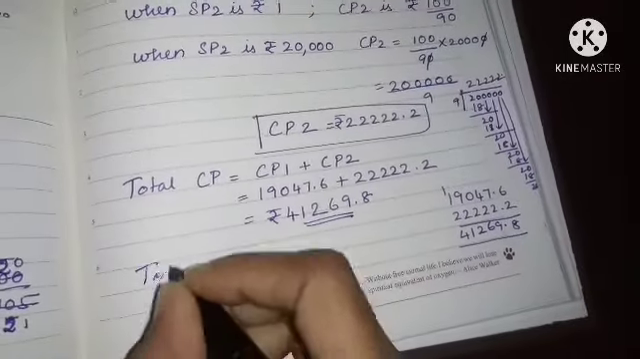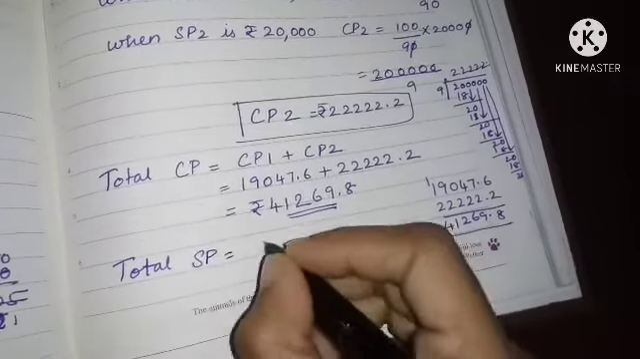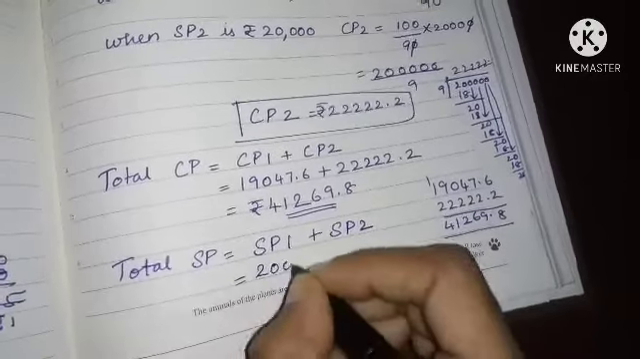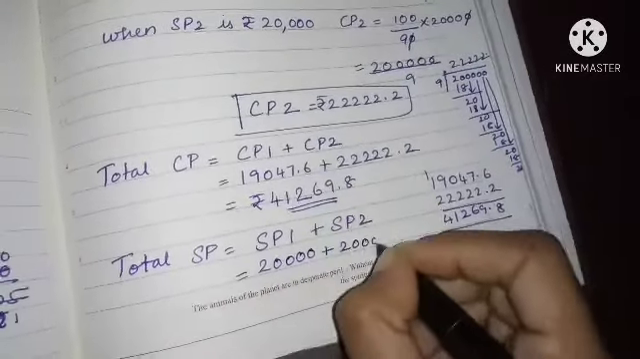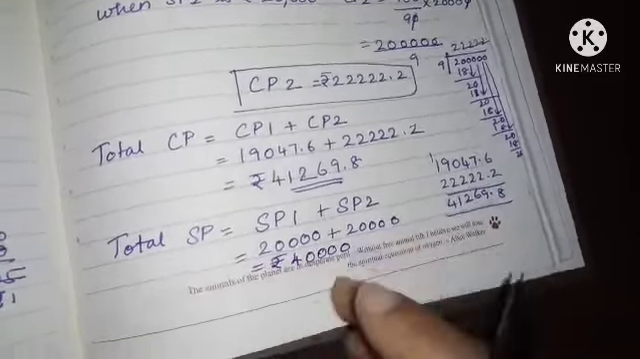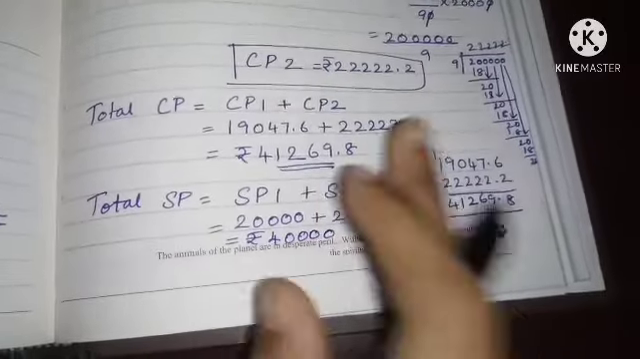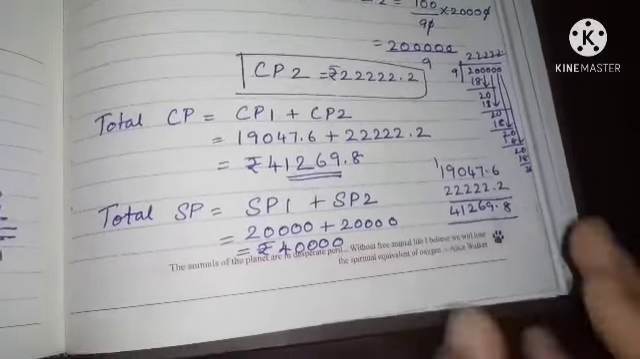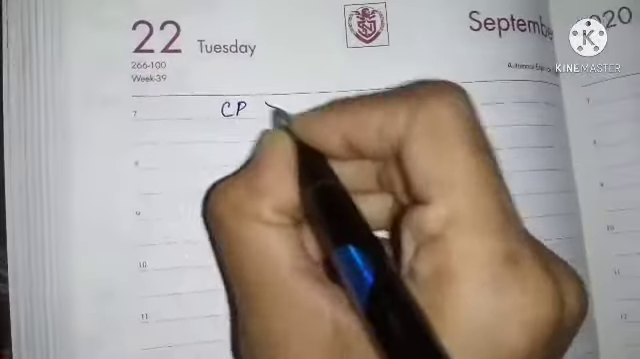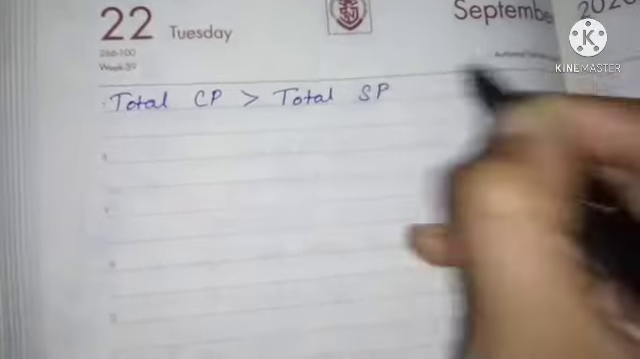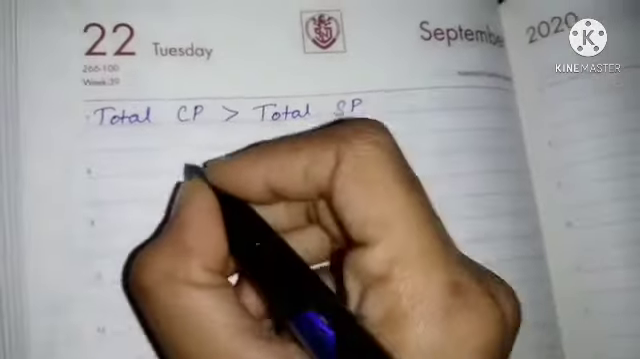So now I am finding the total selling price. SP1 plus SP2, both the selling prices are the same, which is 20,000. I am selling both the buffaloes for the same amount. So rupees 40,000. So here, whether selling price is greater or cost price is greater? Cost price is greater. So total cost price is greater than total selling price. So what are we facing here? We are facing a loss.